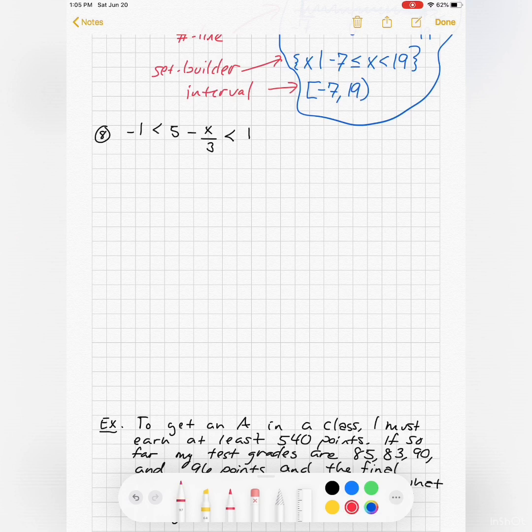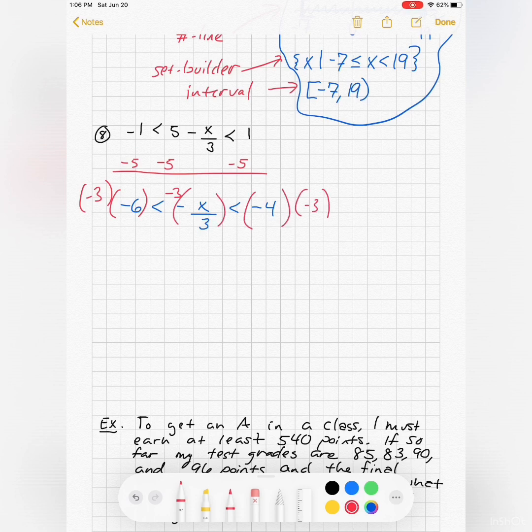Okay, let's try another compound inequality. So how about subtract this 5? Okay, now I need to get rid of that -1/3 there. So what if I multiply all 3 parts here by -3? Now don't forget, I'm multiplying by a negative. So if I multiply an inequality by a negative, I have to flip the inequality.